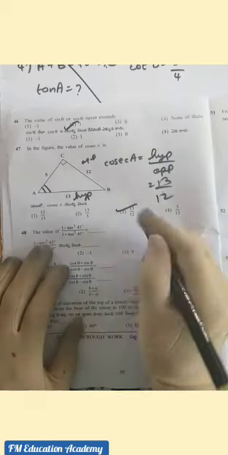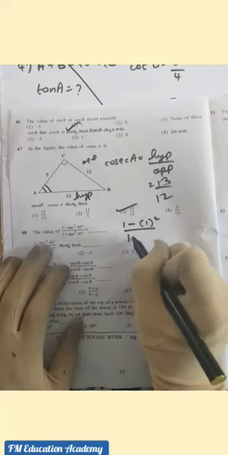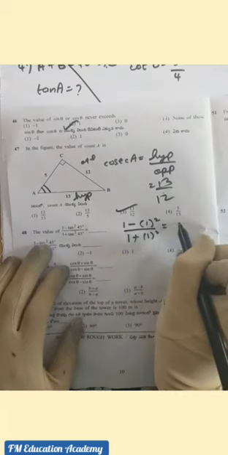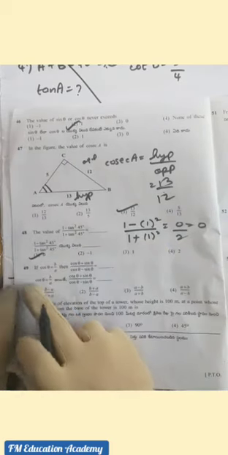Next, 48th question. The value of (1 minus tan square 45) by (1 plus tan square 45). We know tan 45 is 1. So 1 minus 1 square is 0 in the numerator, and 0 by anything is 0 only. So the answer is 0.